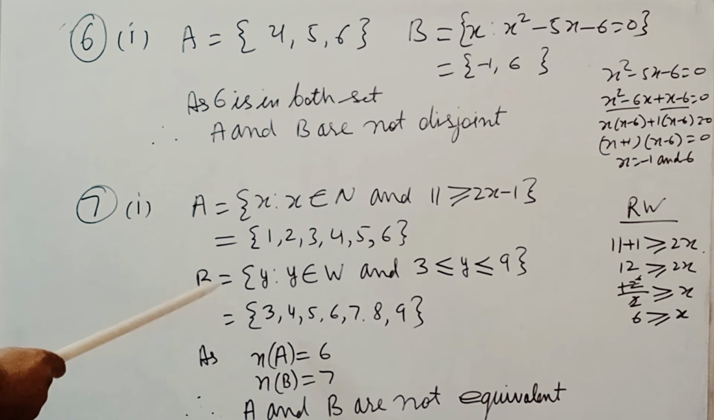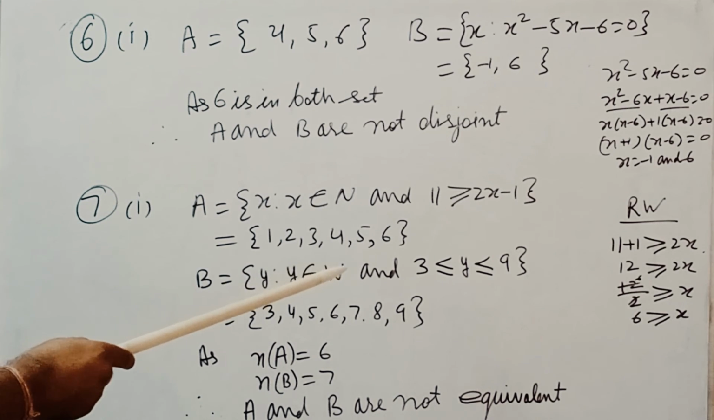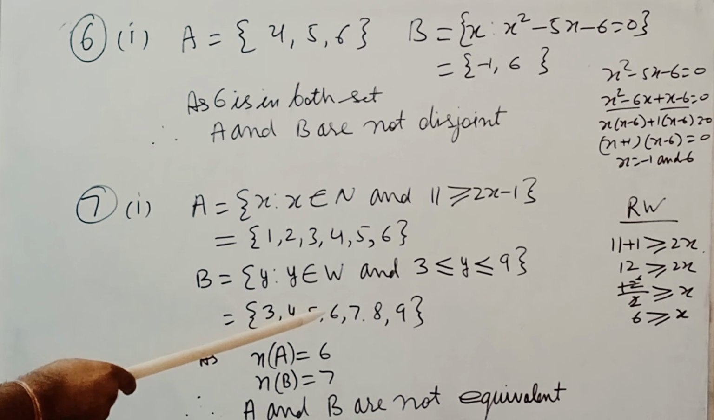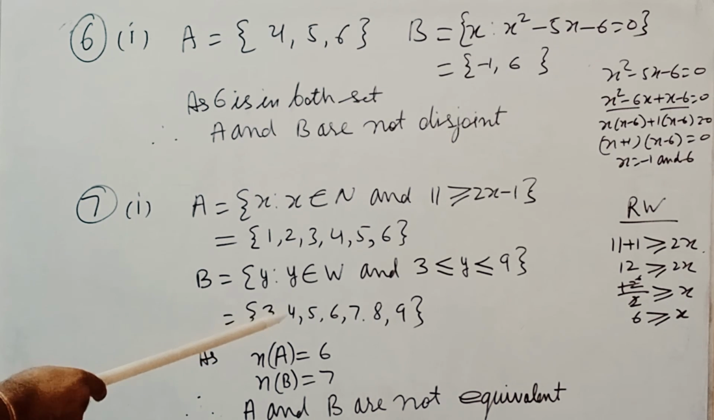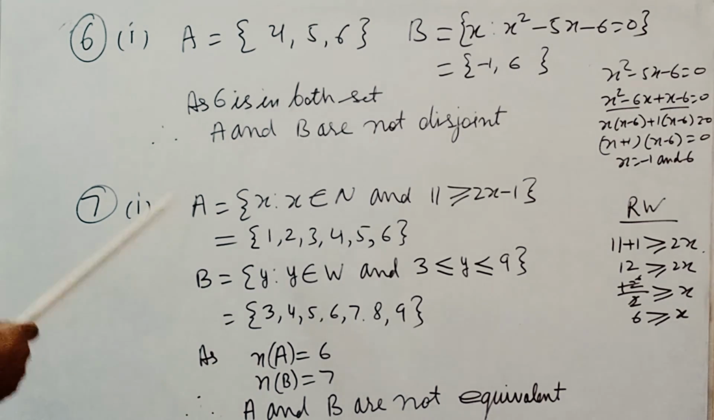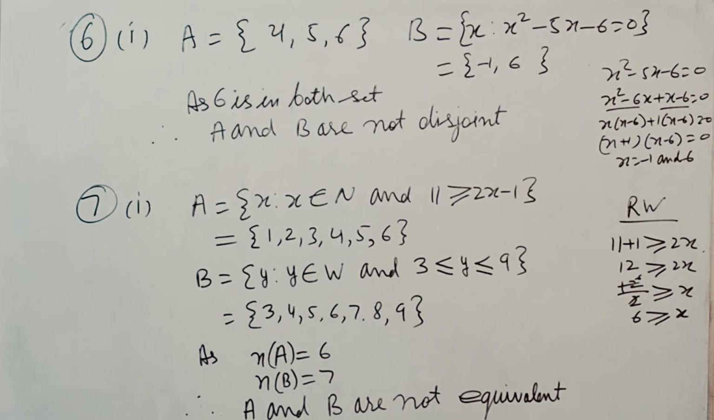Set B is equal to y such that y belongs to W and y is greater than or equal to 3 and less than or equal to 9. So these are the elements of set B: 3, 4, 5, 6, 7, 8, 9. What is the cardinal number of A? That is 6. Cardinal number of B is 7. So these two sets A and B are not equivalent, because equivalent sets have the same number of elements, that is, the cardinal numbers of both are the same. In that manner you can do the other sums of this exercise.